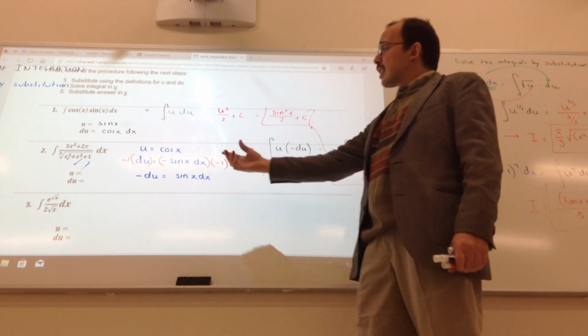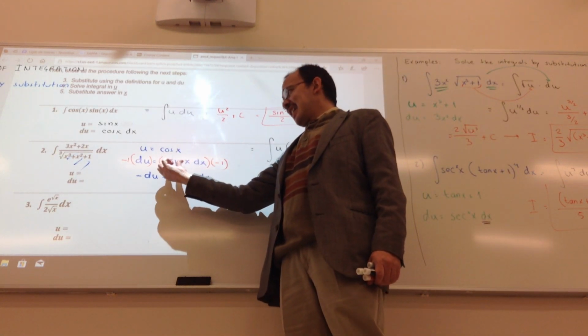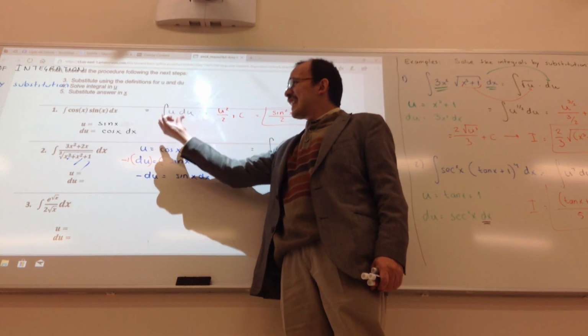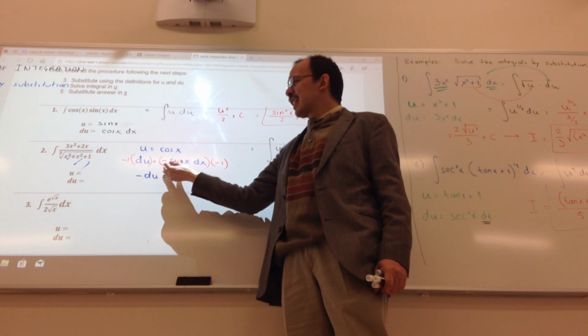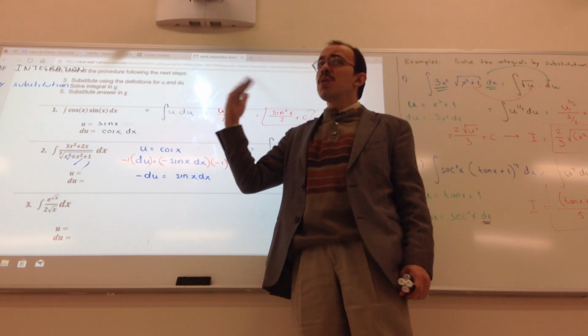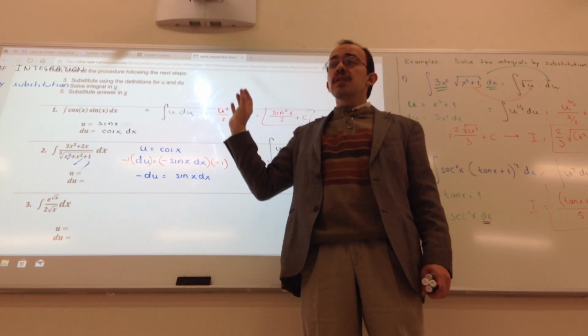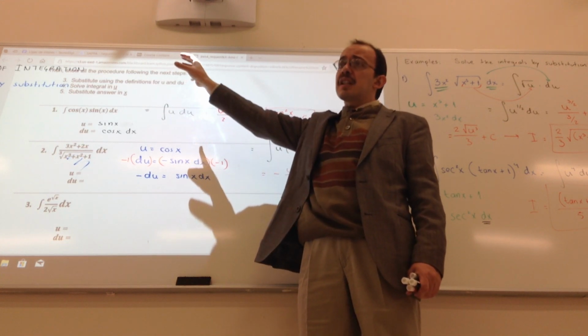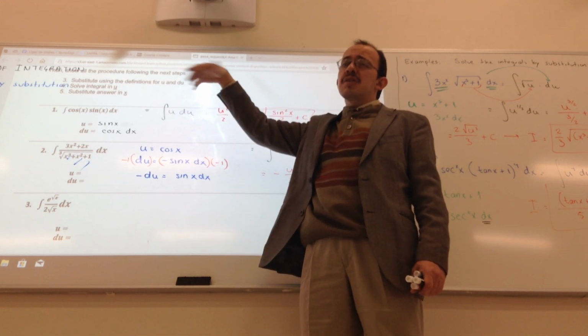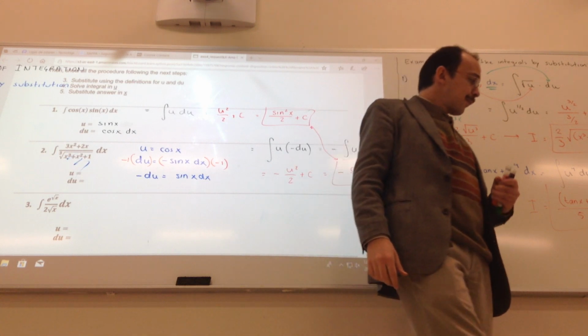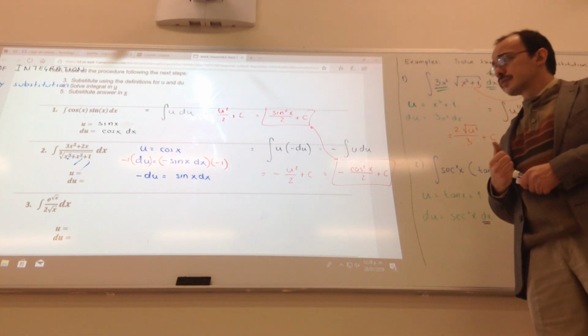The conclusion for this is that in case the differential is not exactly there, but is missing, for example, a coefficient or something, you can multiply by another coefficient to match the one that you have in there. We'll do more examples with this. Questions?